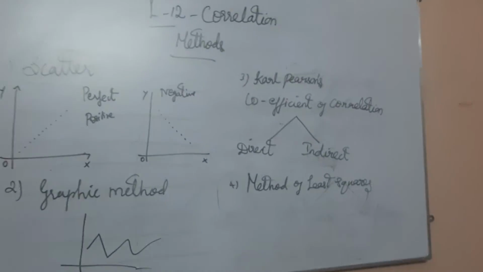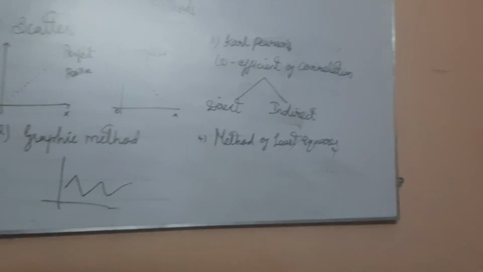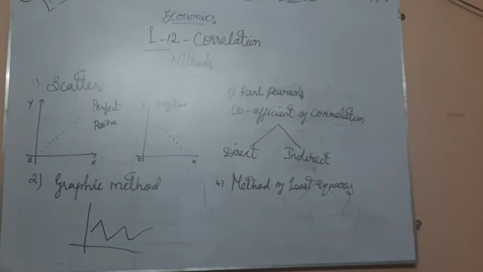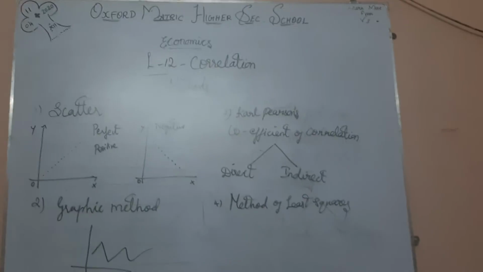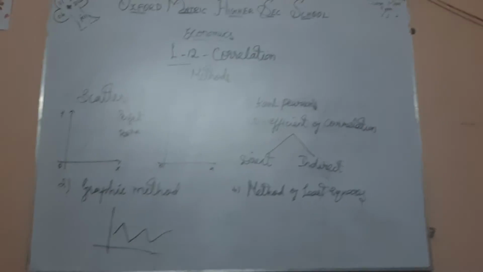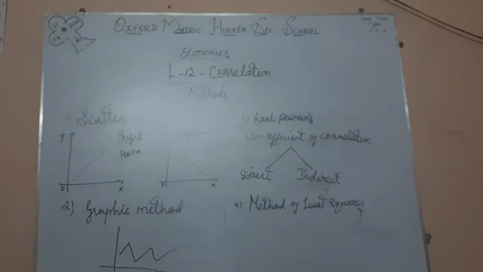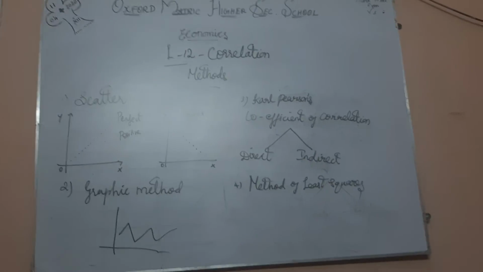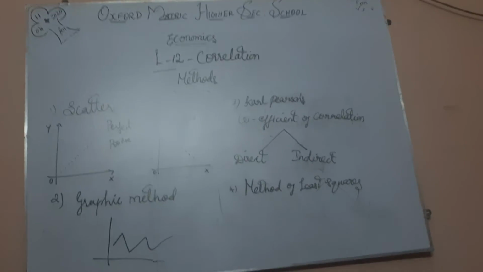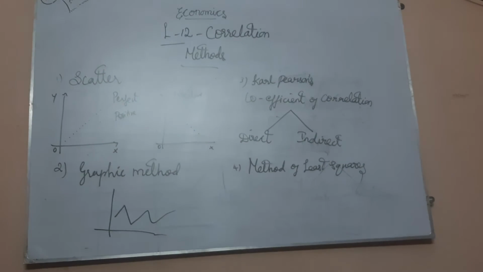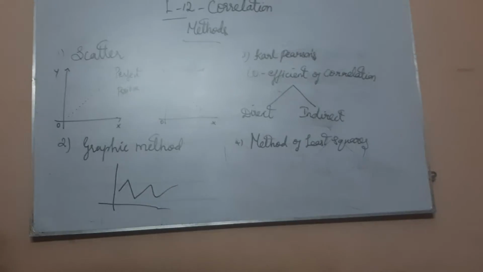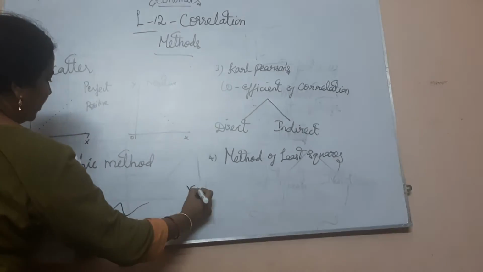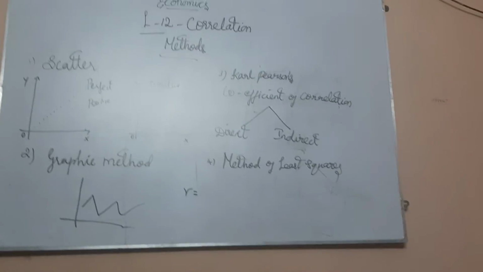Next, Karl Pearson's coefficient of correlation. Under this, they have given the direct and indirect methods, both of them. Actually, it is calculated by taking the deviation from the actual mean. This coefficient of correlation is denoted by the symbol r. In this r alone, they are calculating it.